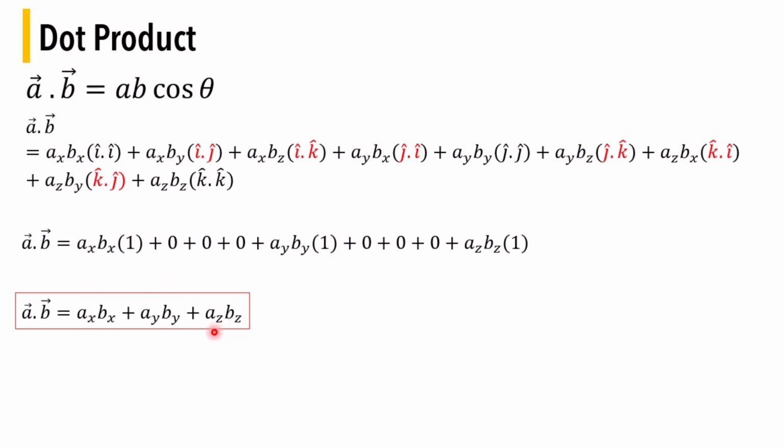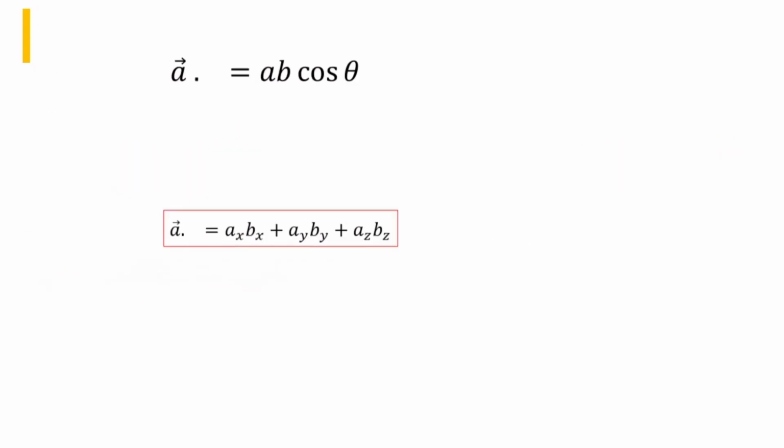If you can memorize this formula, this is very simple. A dot b will be equal to ax bx plus ay by plus az bz. If you remember this formula, you can simply use it to calculate the dot product between two vectors instead of going through all that procedure.